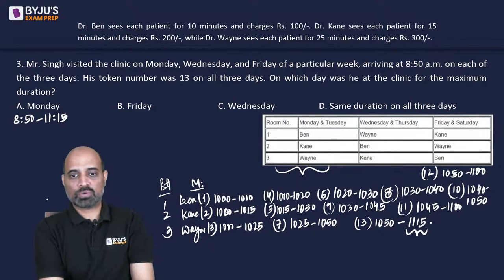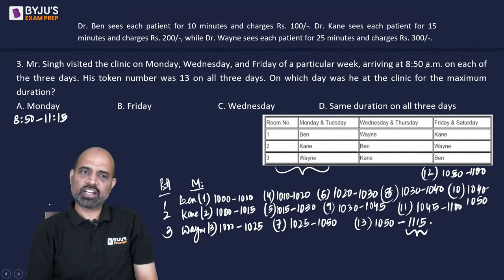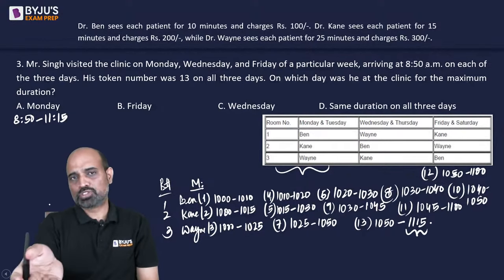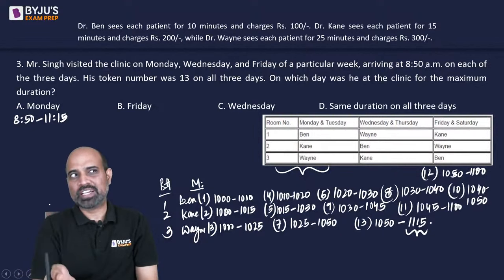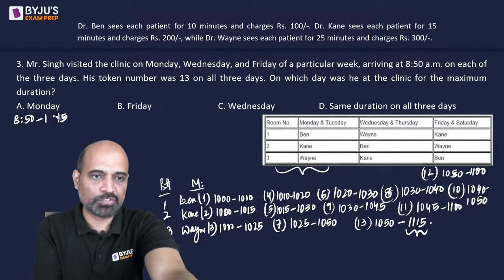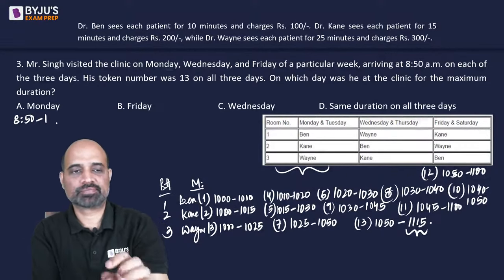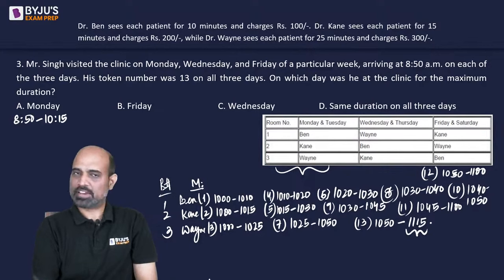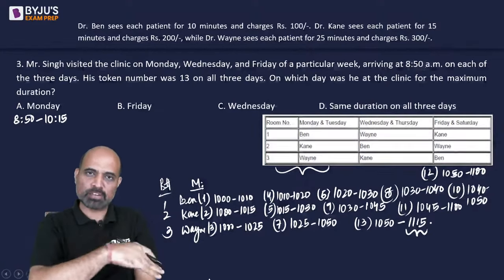Hold on, why did I start from 10 o'clock? Doesn't this come at 9? Okay, so I'm supposed to change every timing from 10 to 9. That's the mistake. So instead of 11:15, we will have 10:15, right? Every time will decrease by 1 hour.